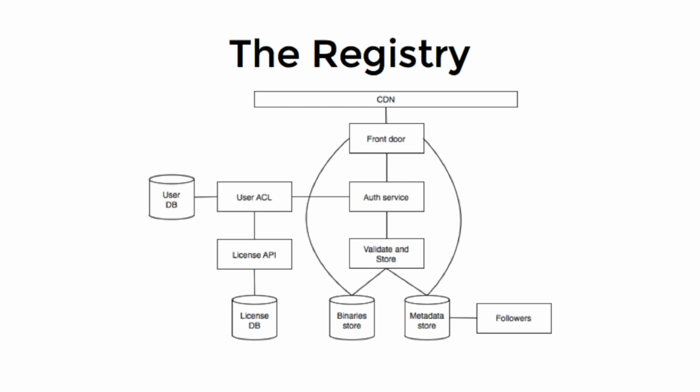Behind the auth service is the access control list, which, if you're not a public package, is like which of the users is allowed to see this. And further behind that is the license API, which is, if you're a paid customer, have you actually paid for all of this stuff that we're doing for you?